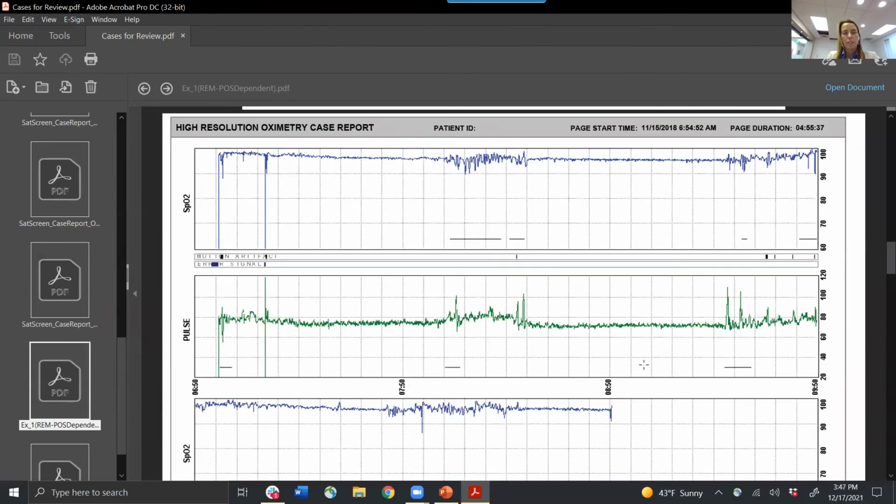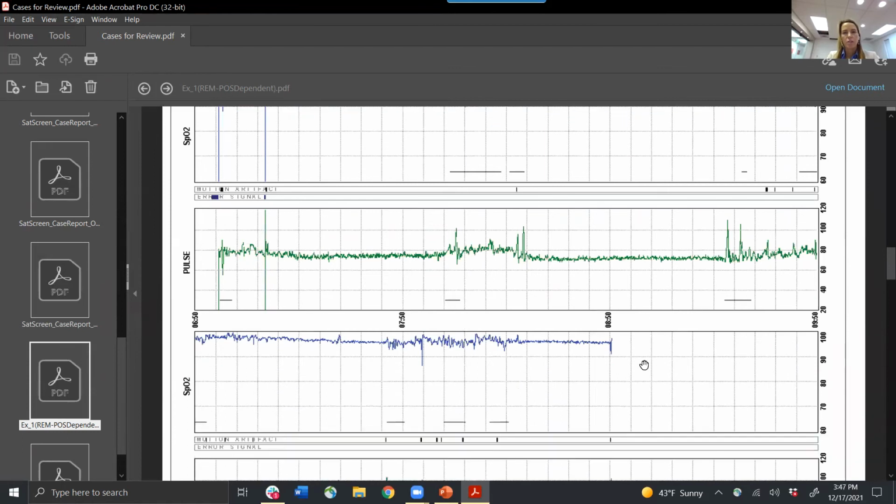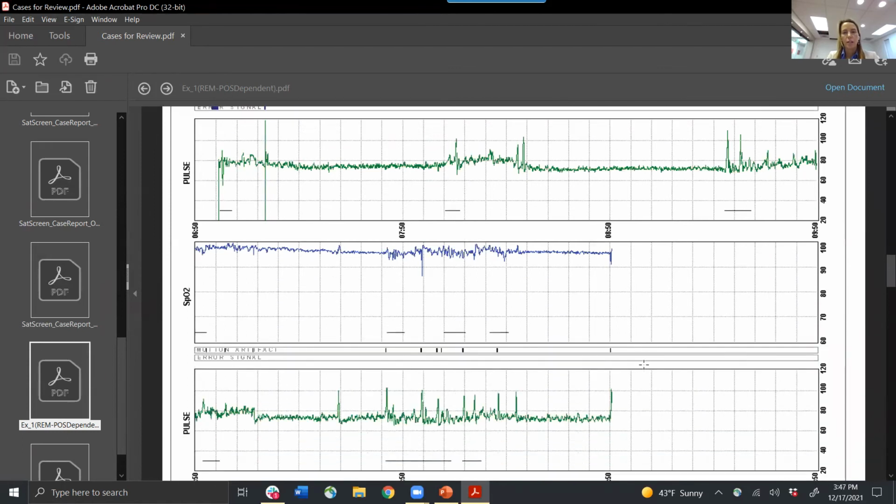And then when we take a look at the raw data here, this is just a more zoomed in view of that raw data.